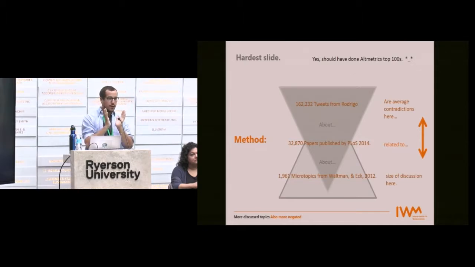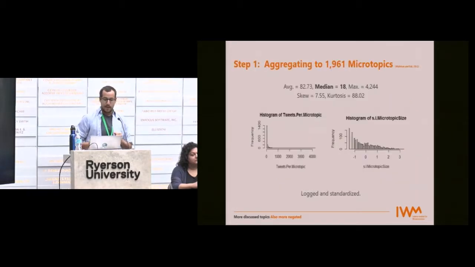This sort of triangle thing, we have a very broad base, but then we can get a good fine measurement at the topic level. We're going to 1,900 microtopics from Waltman and Van Eck. On average there are about 82 tweets per topic, but the median is 18, so you see this large skew.